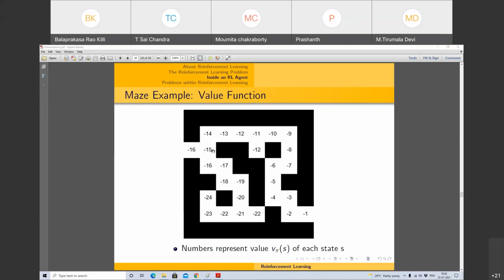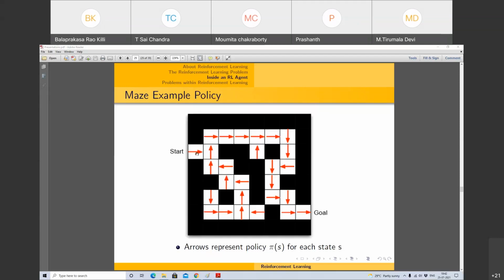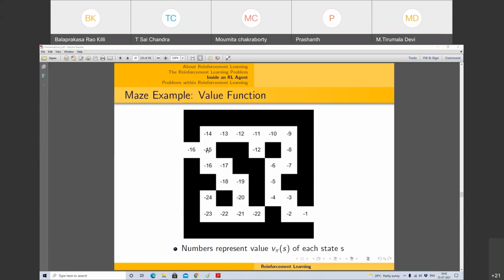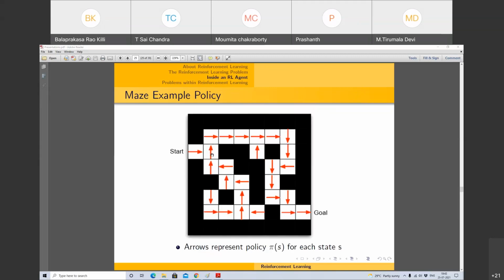can you determine policy? You are here. What is the action? Only one action. Okay, you move right. So we got this right arrow. Now, when you are here, minus 15, you have two possible actions, move up or move down. When you move down, how many steps are you away from goal? 16 steps. When you move up, how many steps away from the goal? 14 steps. So which action will the agent pick? Up. Okay, that is the policy you see here.